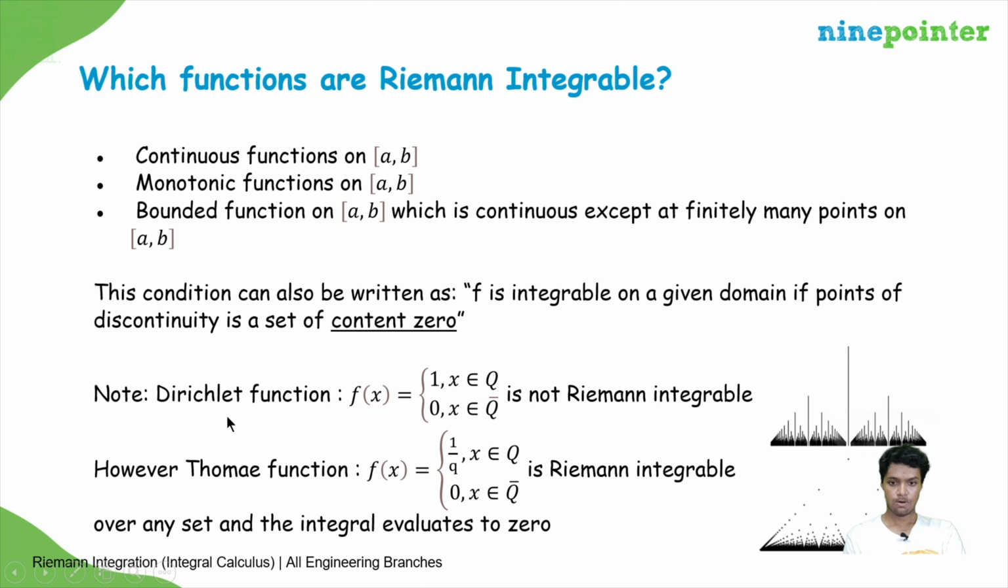Here we need to look at two important functions. First we'll look at the Dirichlet function. That is, f(x) takes the value 1 if x belongs to the rationals and 0 if x does not belong to the rationals. We should remember this fact: this function is not Riemann integrable.